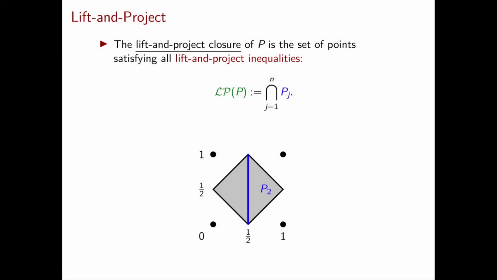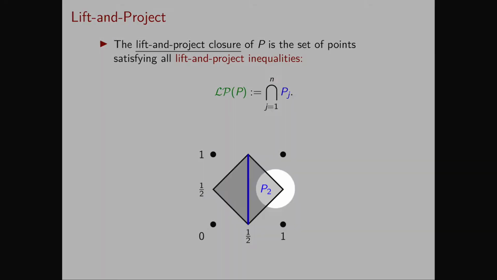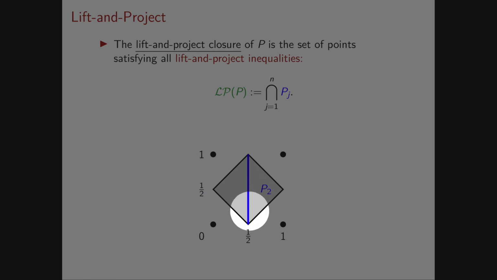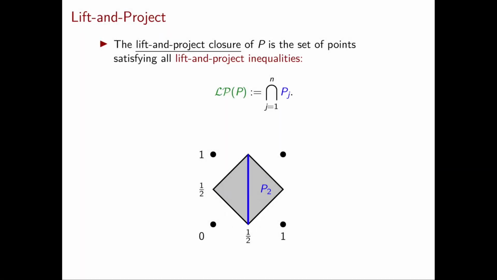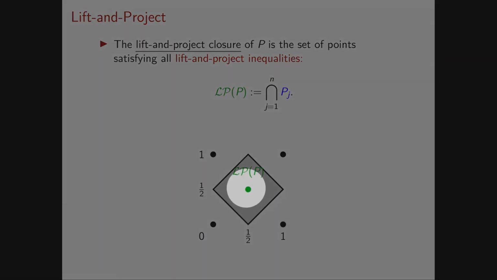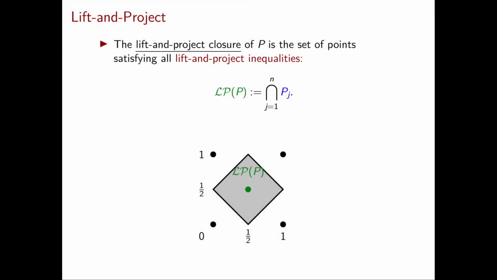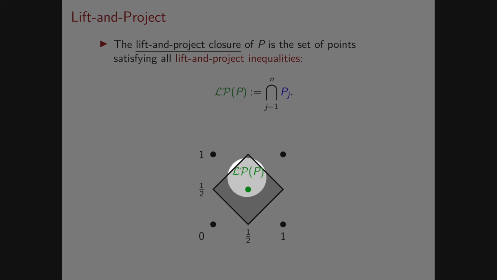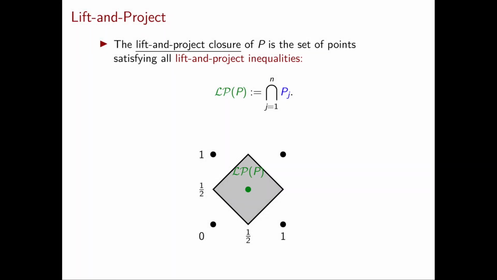On the other hand, the set P2 is defined as the convex hull of the points in P that satisfy x2 equal to 0 or x2 equal to 1. So we obtain this segment. Therefore, the lift and project closure is the intersection of these two blue segments, and so it's just this point 1/2, 1/2. As you can see in this example, the lift and project closure is not always equal to the mixed integer hull of our polyhedron.